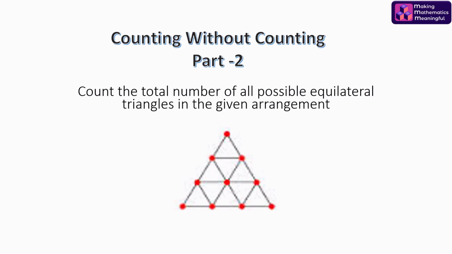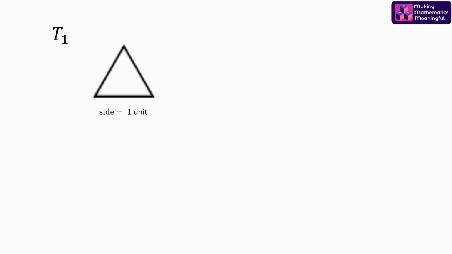In today's episode of Counting Without Counting Part 2, we will consider the total number of all possible equilateral triangles in such types of given triangular arrangements. So, let us begin with this T1, which simply means there is only one equilateral triangle of unit side. So, how many equilateral triangles are here? Obviously, we have only one triangle.